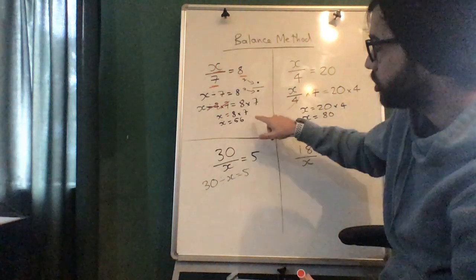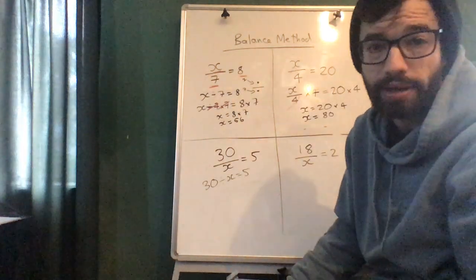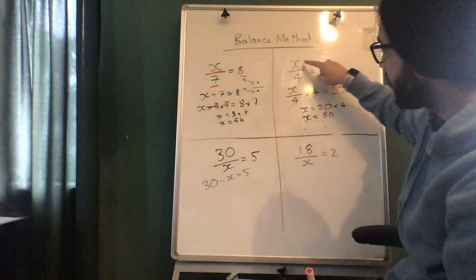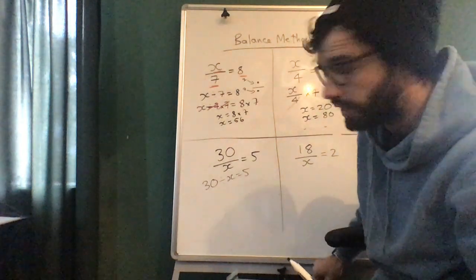Let's just double check. We put those both back in the equation. If you make x 56, 56 divided by 7 does indeed equal 8, and 80 divided by 4 does indeed equal 20. Now, these next two problems are a little bit more tricky.